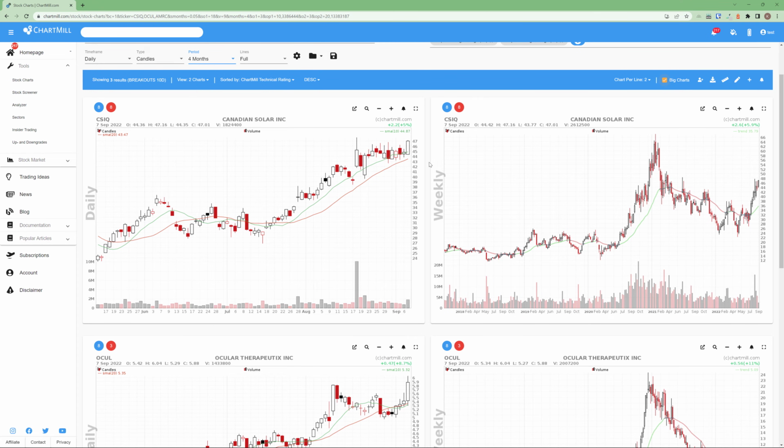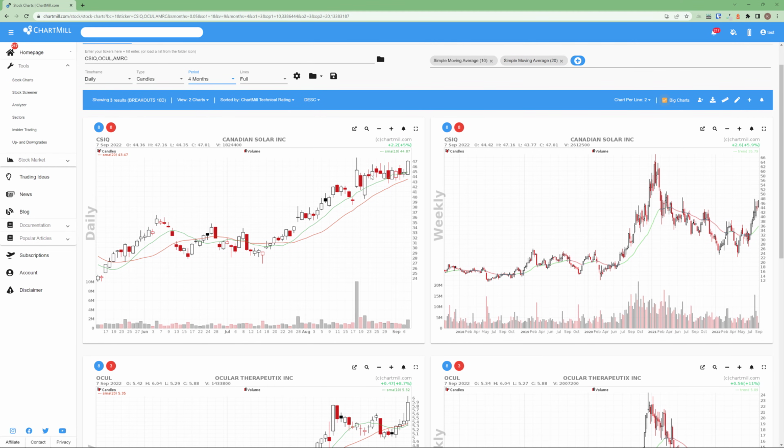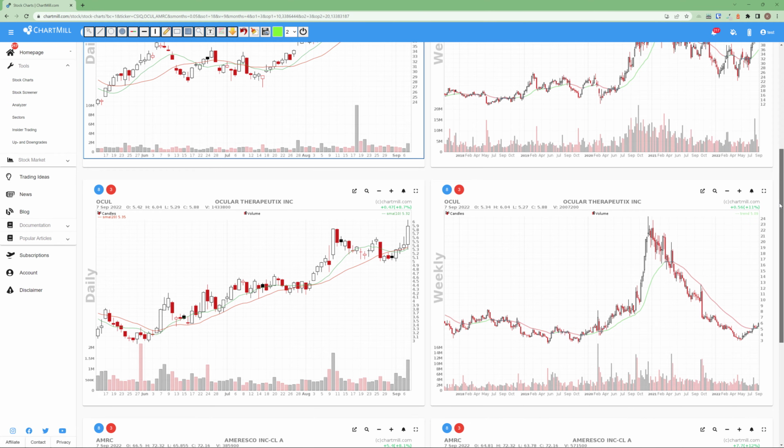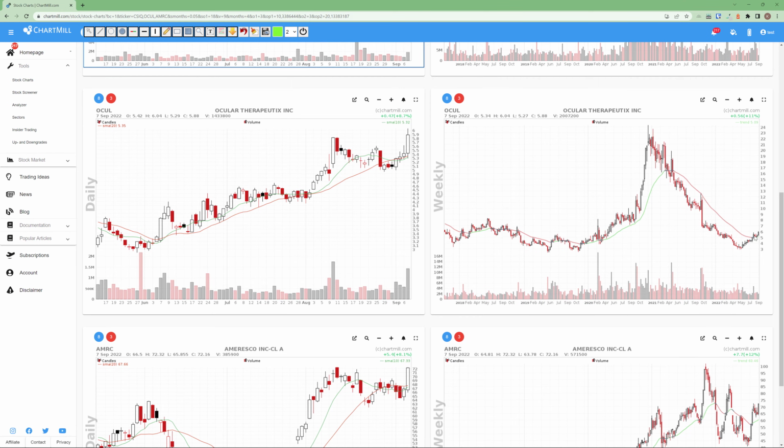This is the daily chart. If you want, you can use the annotation tool. Just click this icon, adding a horizontal support and resistance line, for example. Next one is Ocular Therapeutics.